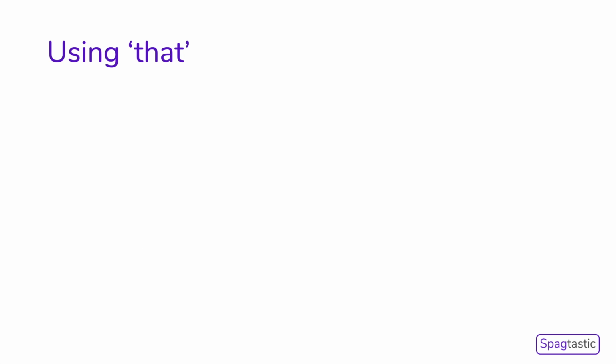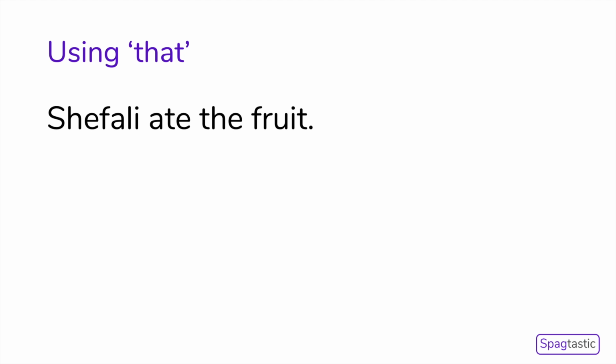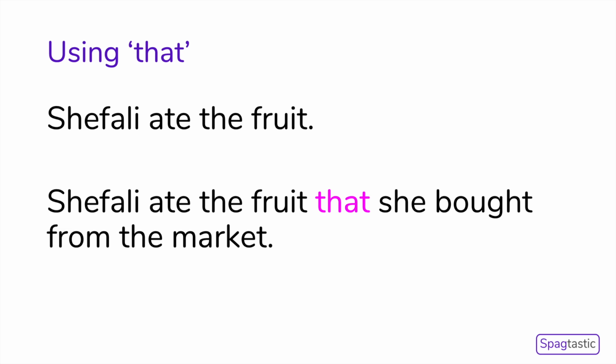Next we're going to learn about the conjunction that. In the sentence, Shafali ate the fruit, this makes sense by itself and it's a complete piece of information. We can use the subordinating conjunction that to add more detail. Shafali ate the fruit that she bought from the market.